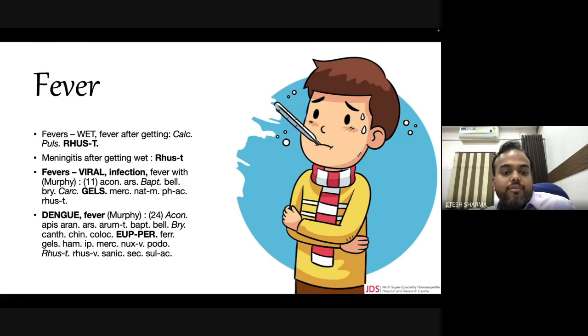Yes. So for dengue fever, Eupatorium perfoliatum comes to the rescue. But let me tell you, there are other remedies also. Arenia diadema has a lot of chills in the fever, extreme chills. Baptisia, Bryonia, Gelsemium, Hamamelis, Ipecac, Mercurius sol, Nux vomica, Podophyllum, Rhus tox, Rhus venenata, Senecio, Secale cornutum, Sulphuric acid. These remedies are very much indicated in dengue fever. Don't just prescribe Eupatorium perfoliatum blindly. See if the symptoms are matching or not.